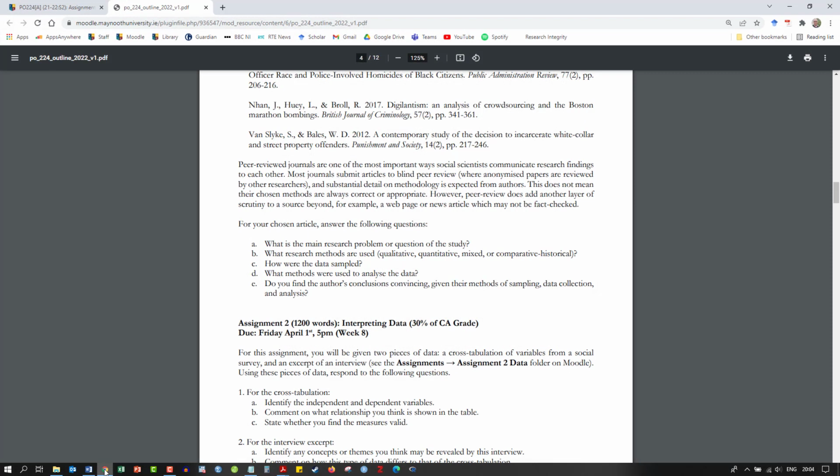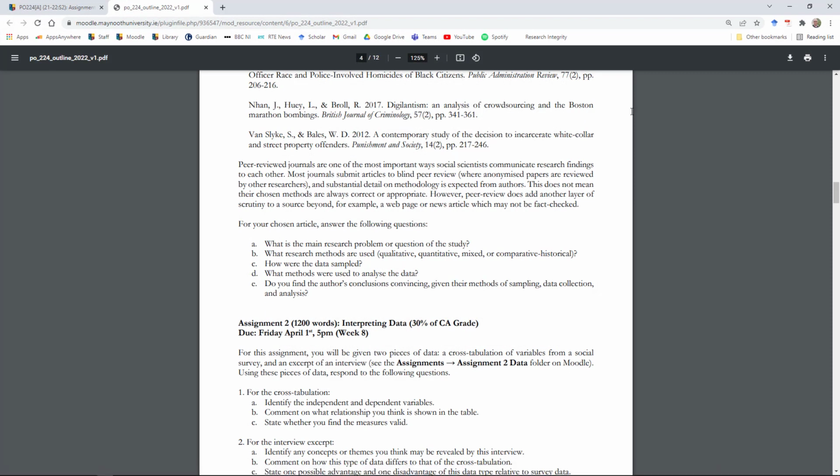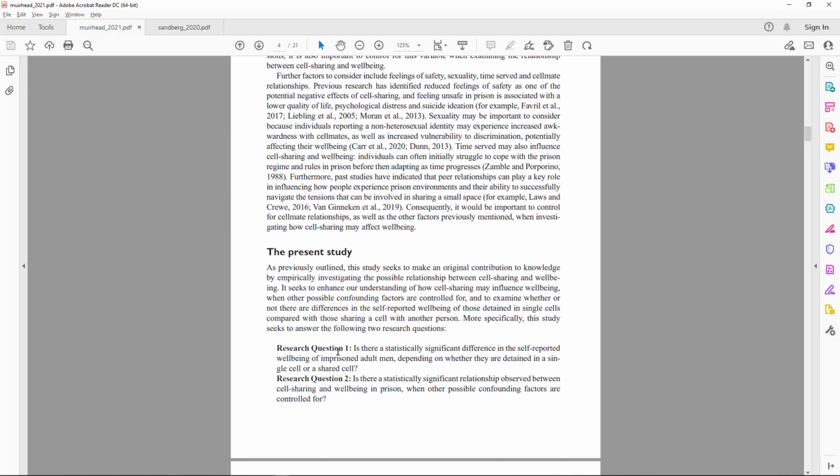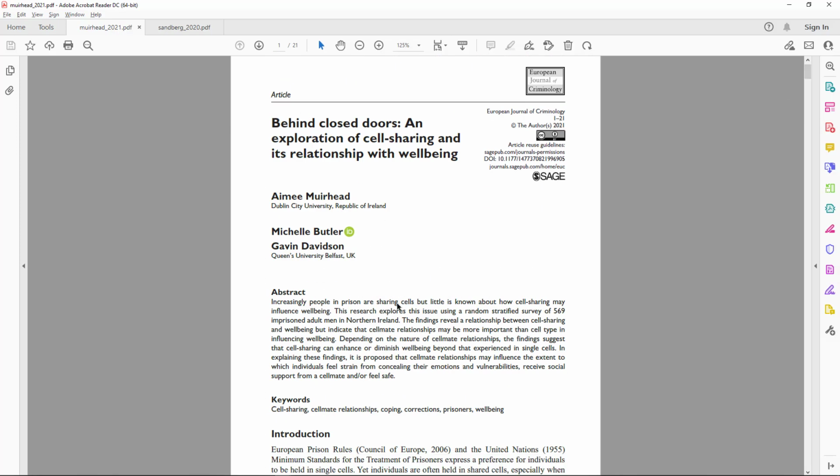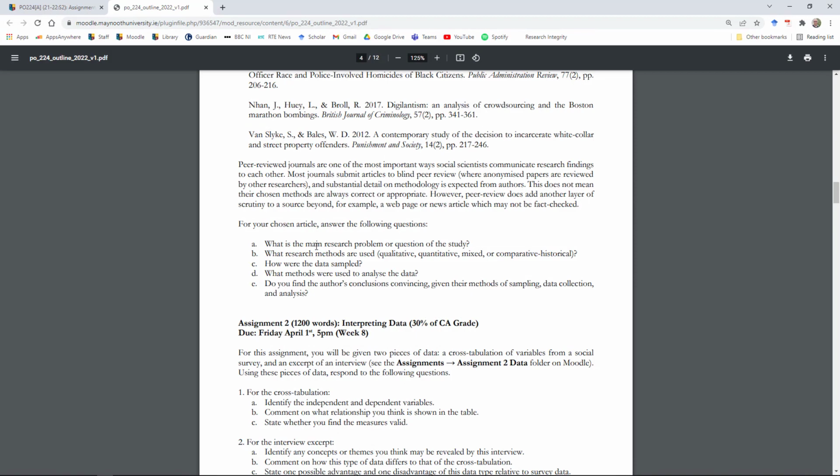So question 1 asks you, what is the main research problem or question of the study? It doesn't always appear this way, but it's more common in survey-based articles that they'll set out a research question or a hypothesis. But you can infer this anyway from the abstract. If you're looking at the abstract, you'll see here that they say that little is known about how cell sharing may influence well-being. So the study explores this through a sample of 569 imprisoned men. So the research question is about exploring the relationship between cell sharing and well-being. So that's question 1 here. What is the main research problem or question of the study?